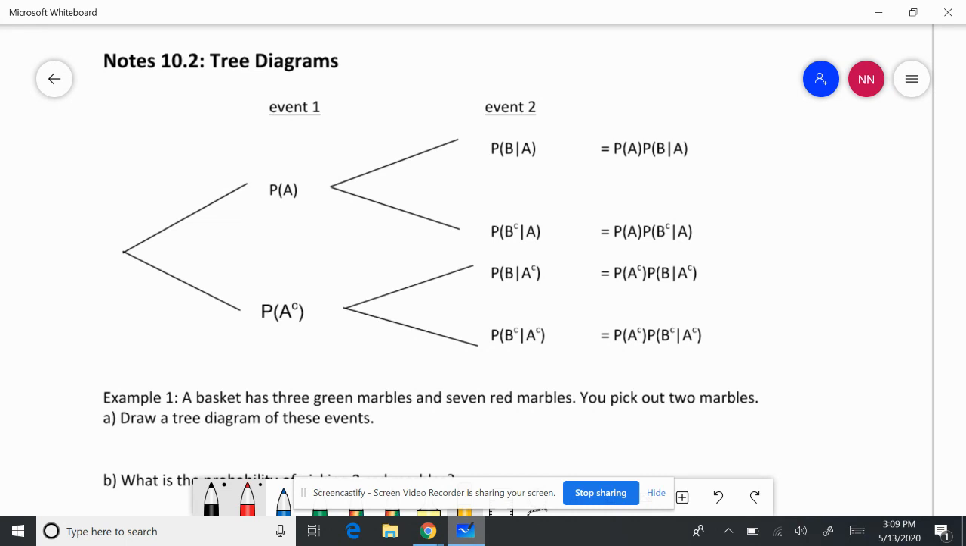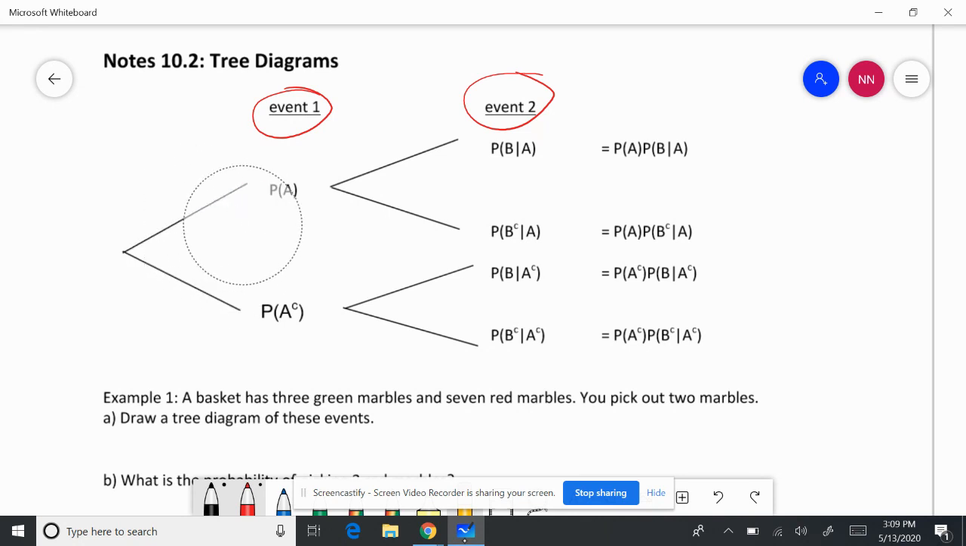A basic one is usually when it has two events and it has two branches. We could do as many events as we want. So if I flipped a coin and then flipped a coin again and then a third time, we would have three events. Event one being the first coin, event two being the second, event three being the third. The branches are based on the number of outcomes. So if I had a basket with 5 different types of marbles, I would have 5 different branches.